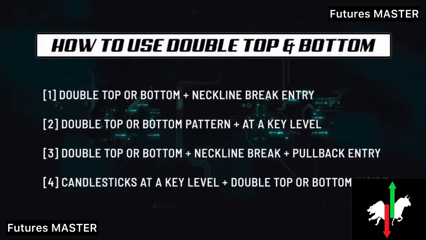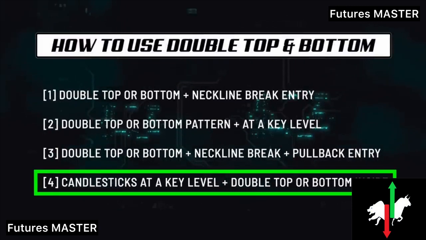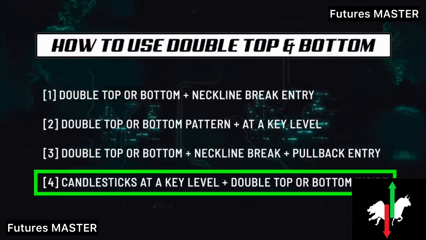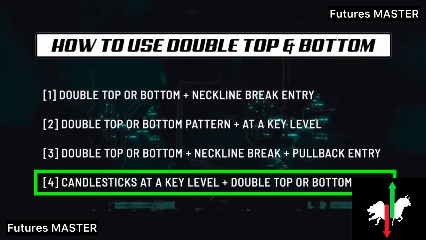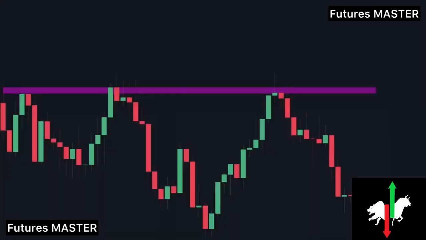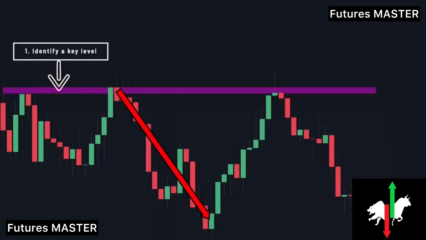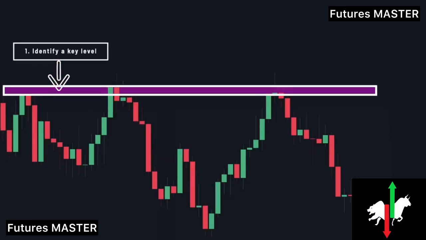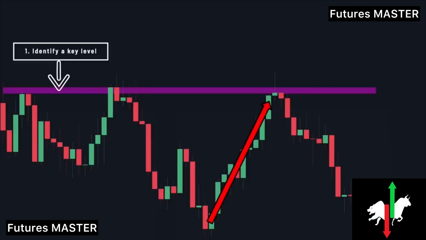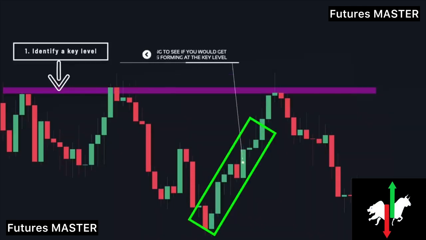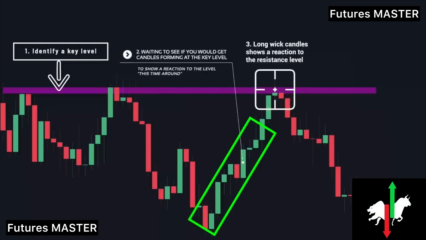So moving on to the fourth variation, candlestick patterns forming at a key level, and then a double top or double bottom pattern inside of those candlesticks. So you first look for a key level, which you have through this reversal point here, which gives you a level of resistance. As price comes back up to this level, you were waiting to see if you would get candlesticks forming at the level to show a reaction to the level of resistance, which you got through this long wick candle. But a reaction does not equal a trade, as price can stall at this key level, form the candle, and still break right through.